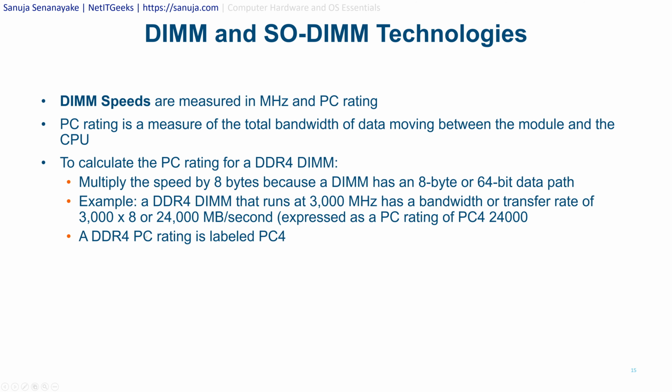A DDR4 PC rating is labeled as PC4, because if it is DDR4, we say PC4. So that's how the PC ratings work. If you go out and buy a DIMM module with a speed of 3000 megahertz, you're going to get a DIMM module of PC4-24000. That's how you interpret the PC rating on a DIMM when you're purchasing DIMM modules.